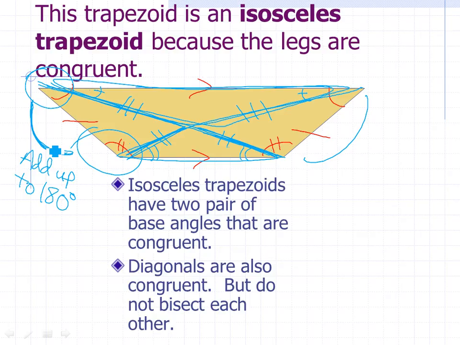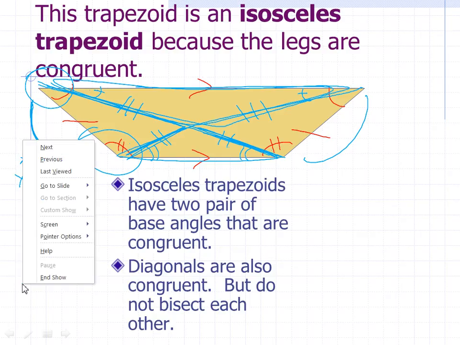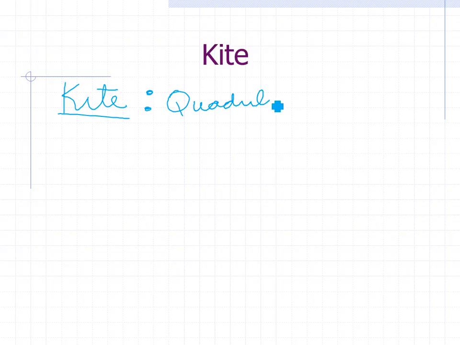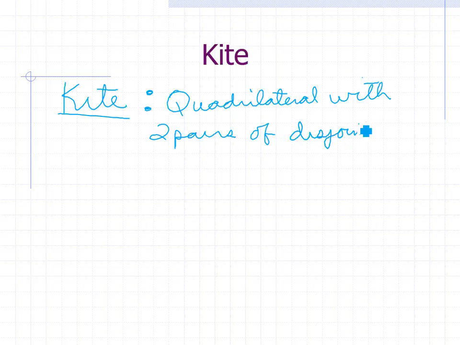Diagonals, they don't bisect each other, but they are congruent to each other and they split each other up sort of the same. The last thing, a kite. This is the definition of a kite. Quadrilateral with two pairs of disjoint, now you don't know that word, but disjoint congruent sides. I'm going to explain it. That's two parts or two pairs. Two pairs.